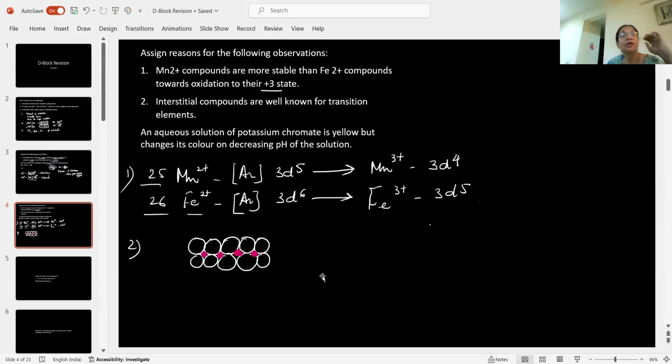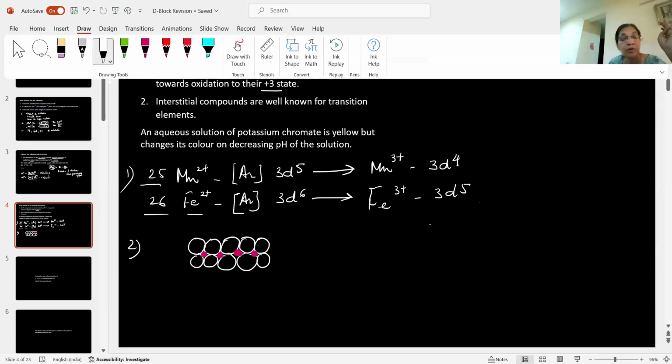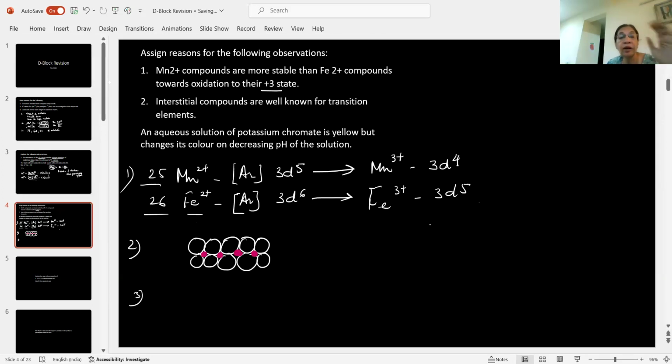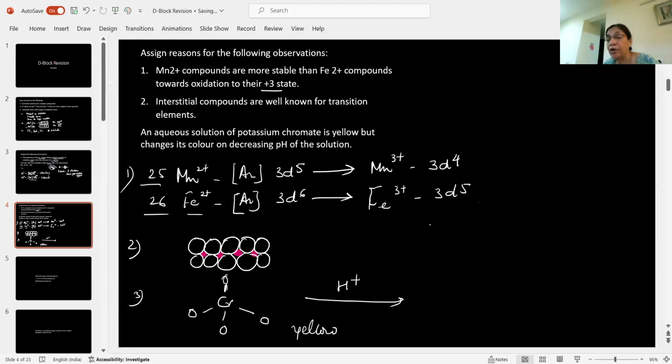So the third one, let me explain. In aqueous solution, potassium chromate. So the chromate ion structure is like this, Cr, this is O. It has a tetrahedral structure like this, right? And this is yellow. Now, when I change the pH, that means decrease the pH, I make the solution acidic.